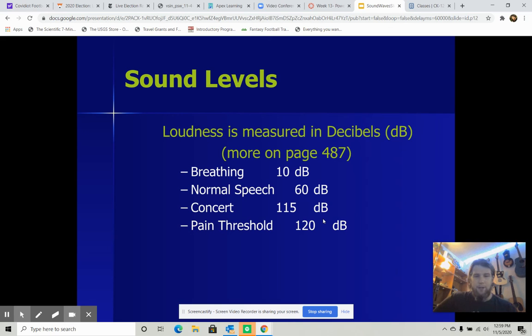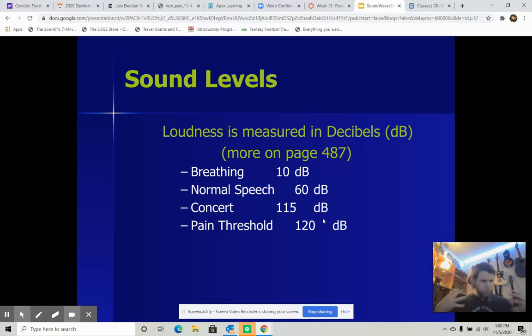And so with sound levels, with loudness being measured in decibels, don't worry about page 47, we don't have our textbooks, but normal breathing, as we're going in and out, is about 10 decibels. If we go up from there, the speech that you're hearing right now will depend on the volume you're choosing, but just in my apartment it is about 60 decibels. When you get to a concert, you're coming in at about 115 from those speakers. And then the pain threshold is 120.